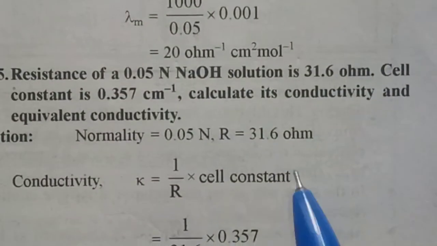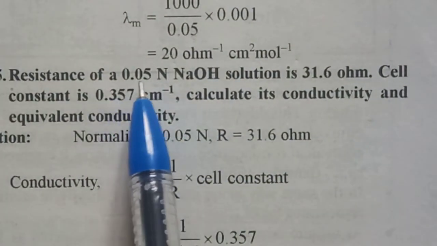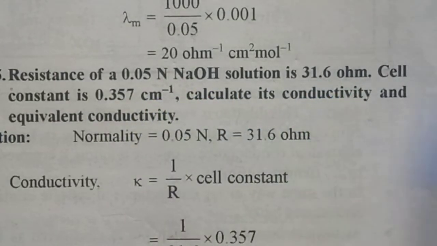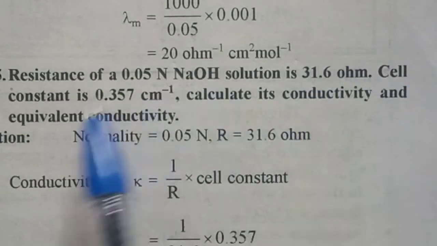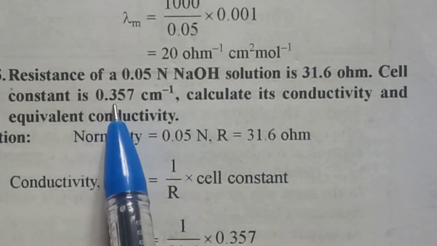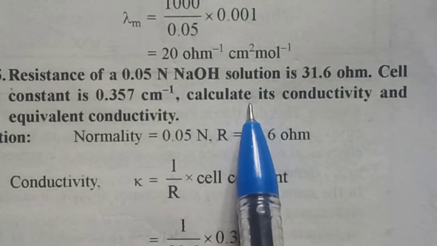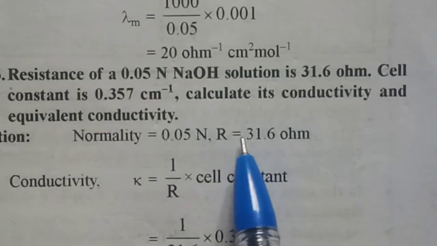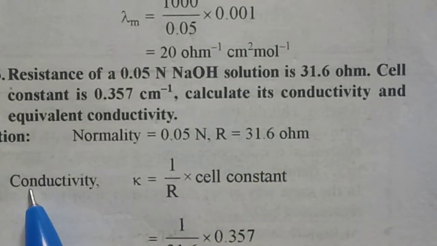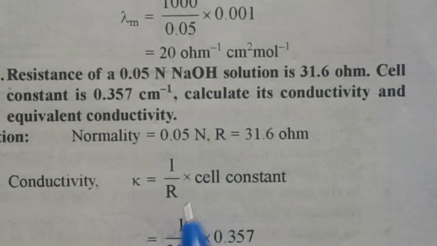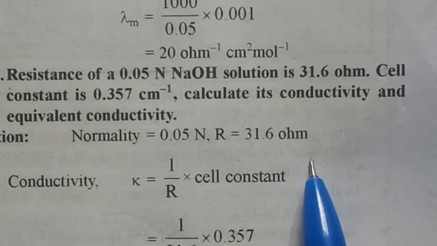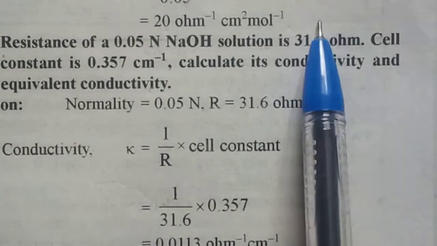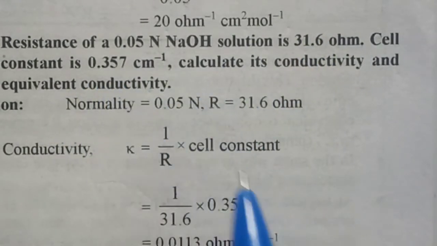Next example: resistance of a 0.0005 N NaOH solution is 31.6 ohm. This is the R. Cell constant X is 0.357 centimeter inverse. Calculate the conductivity and equivalent conductivity. Okay, normality is given, R is given. So conductivity kappa is equal to 1 upon R, conductance, into cell constant. 1 upon R is 1 upon 31.6 and cell constant is 0.357 centimeter inverse.